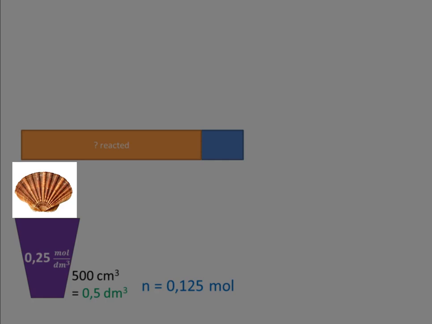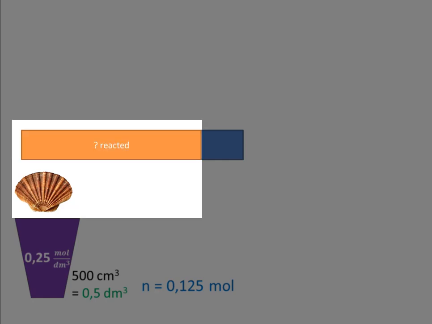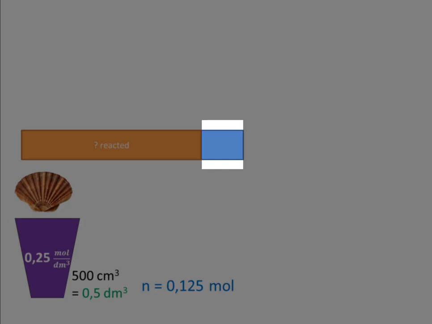Only the calcium carbonate component will react with the HCl. So if we can find out how much HCl reacted, then we can calculate how much pure calcium carbonate there is in the shells. The first step in finding this out is to calculate how much HCl did not react. In other words, was in excess.